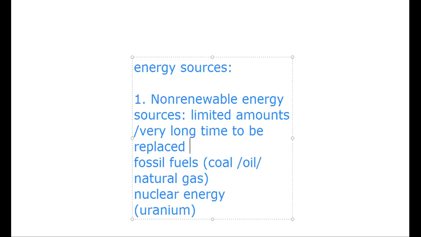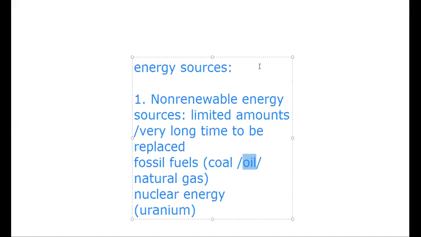Also, the non-renewable energy sources are used as an energy for heating, for producing electricity, and in many uses. The most important one of them is oil or petroleum, as you know, because it is used all over the world in transportation and in other uses.